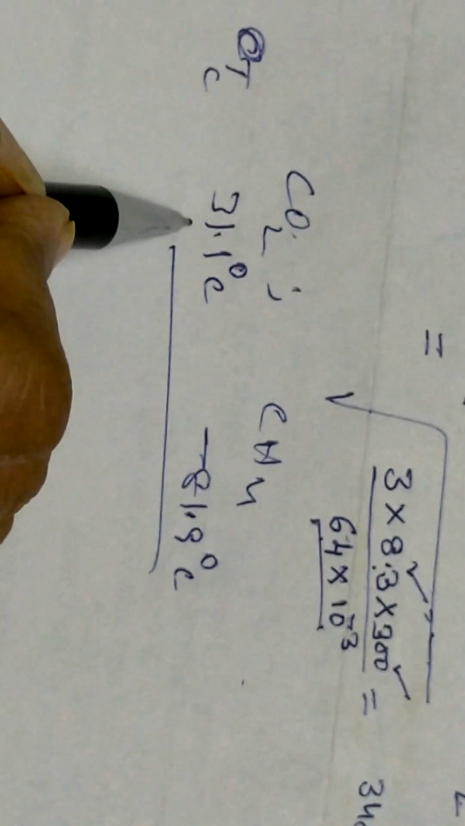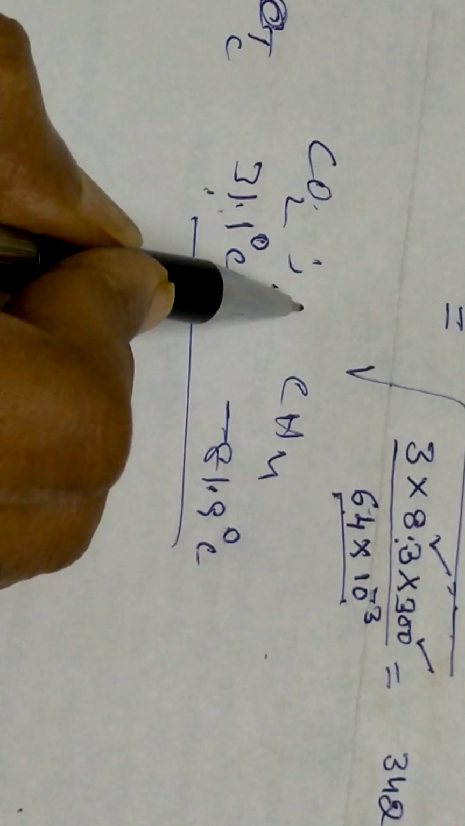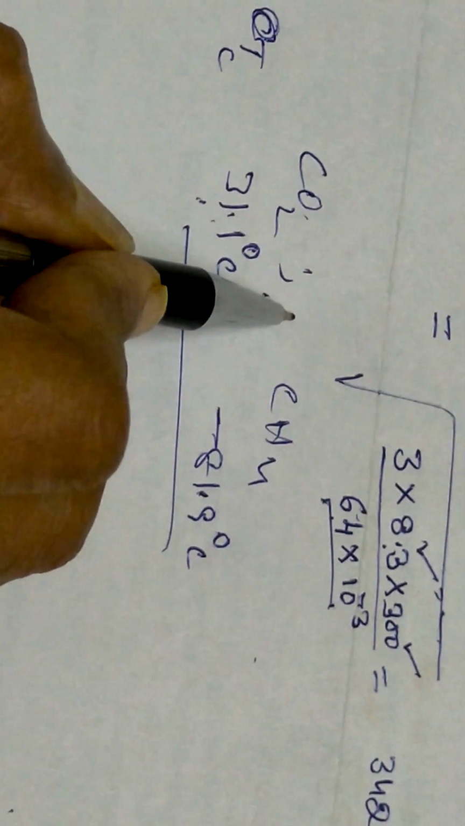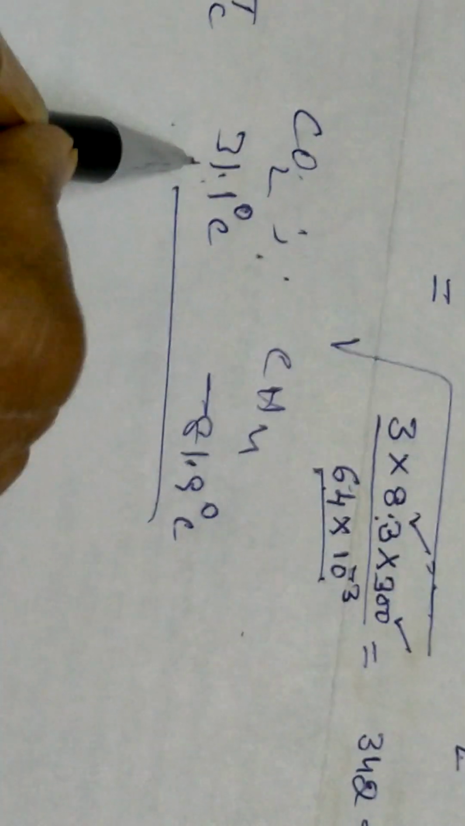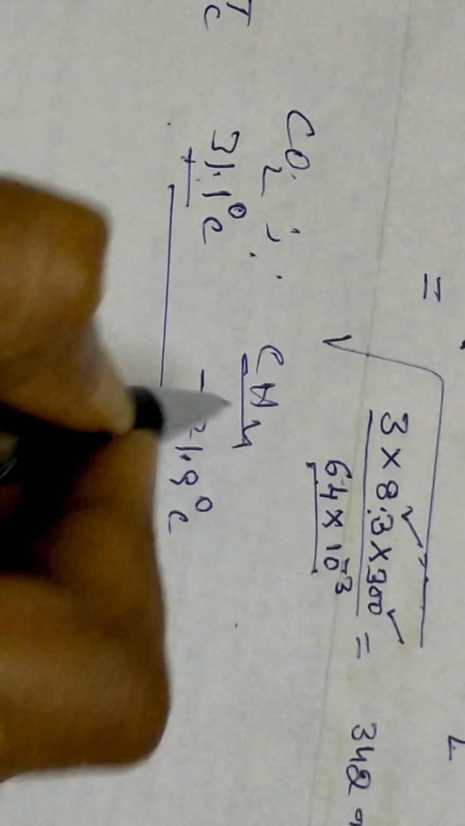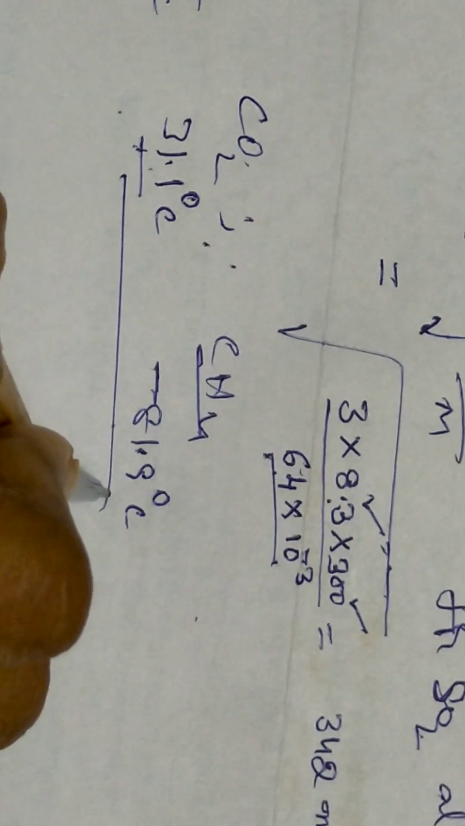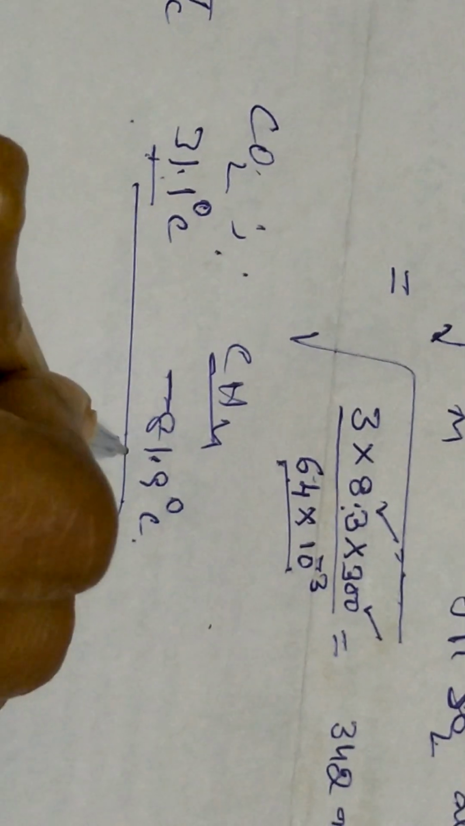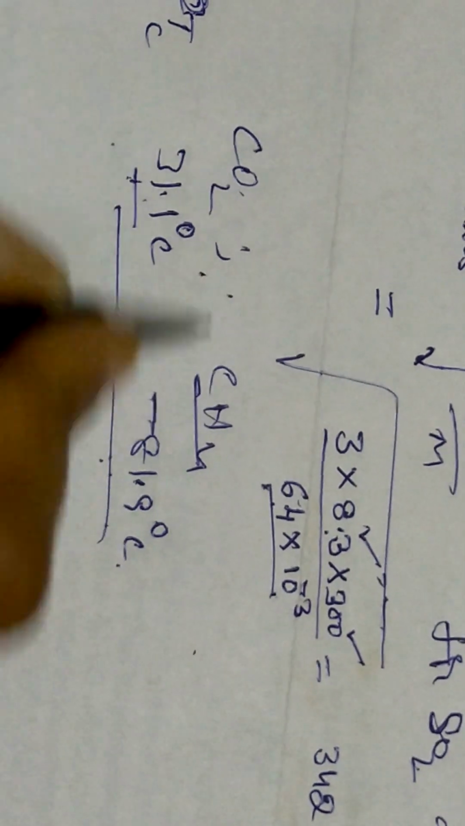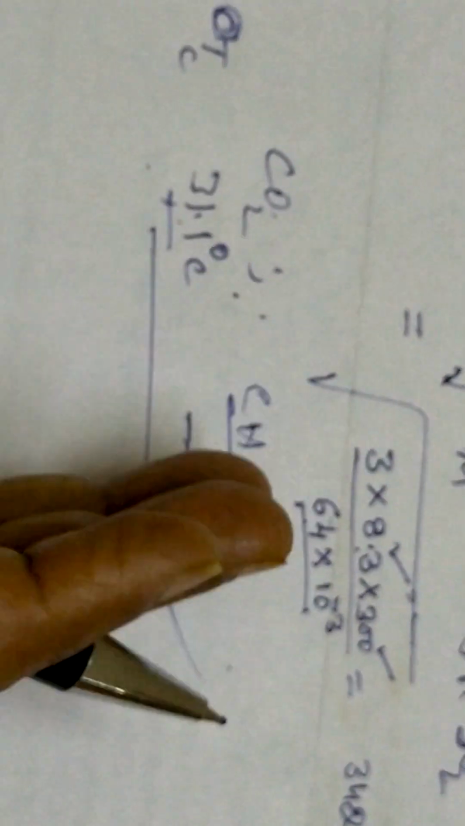Carbon dioxide is only 31, that means above 31 degrees centigrade it will be in gas form only, and below 31.1 at a particular higher pressure it will be in liquid form, whereas methane at minus 81.9 degrees centigrade is also in gas form, and above this it stays a gas whatever the pressure. For any example, not only this one, the more the critical temperature, the more the intermolecular forces.